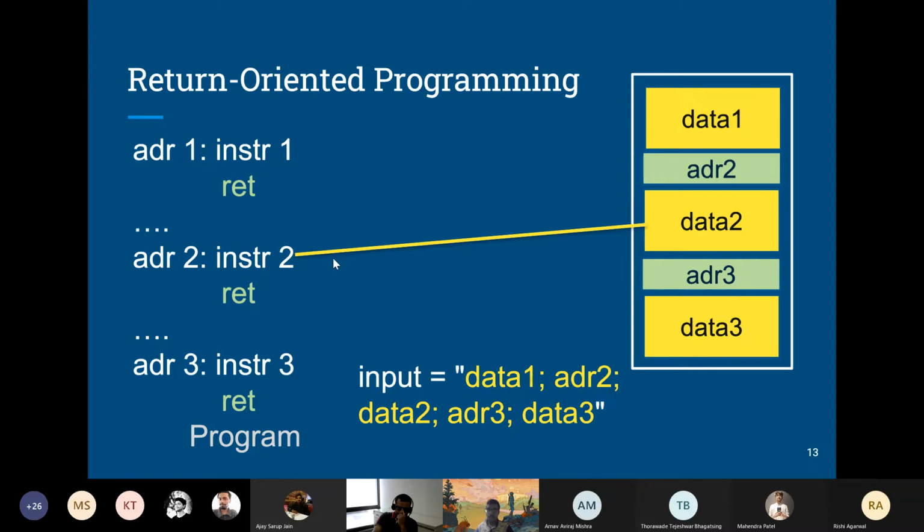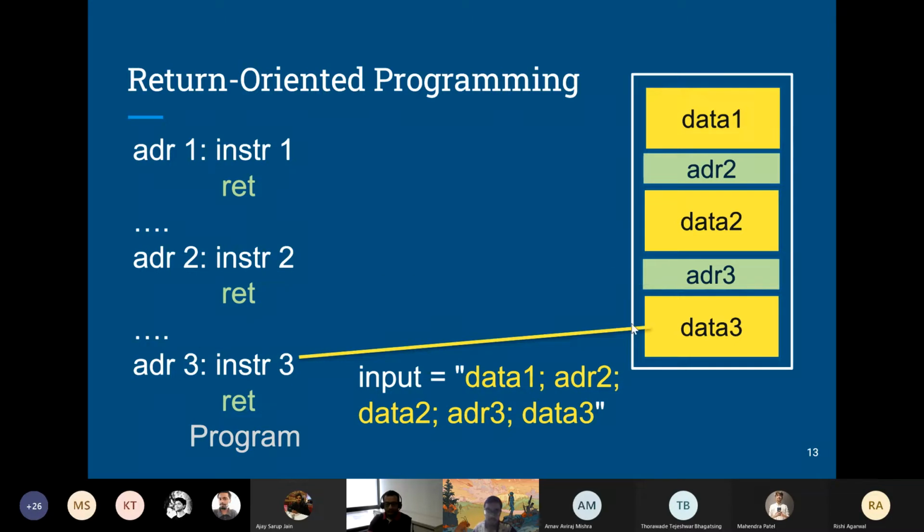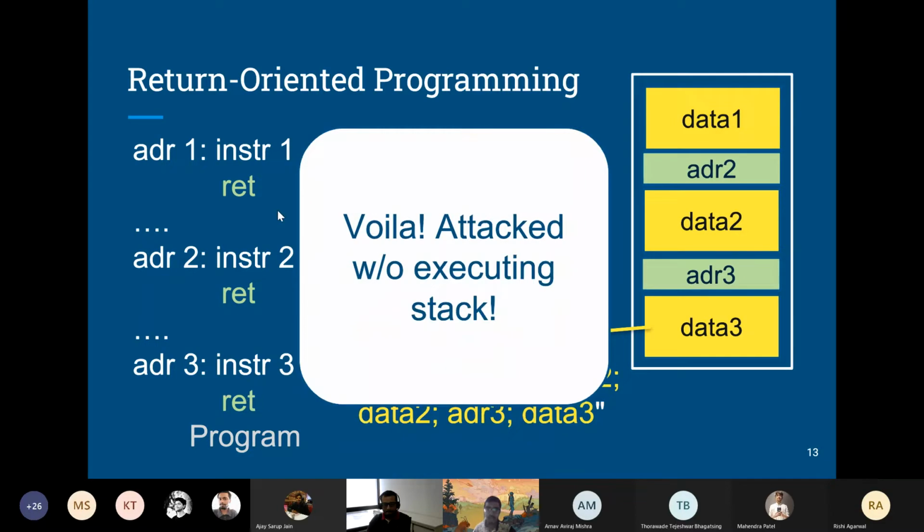Similarly, you will take the data for instruction 2. Then you have another ret, which means that this address 3 will be where you're jumping off to next. And so you now have instruction 3 taking its data 3 and then return. What this means is that you executed some code of your own, actually, but which was already there in the binary itself. Of course, you are not allowed to put in any extra code, but you executed it, which is an abnormal flow.